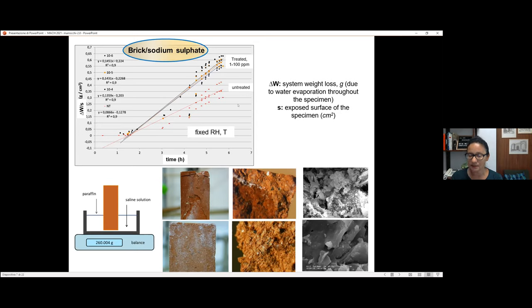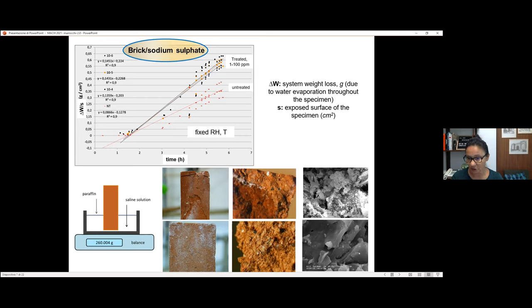You can see here the first part of this plot, with the untreated material here and the treated material here. You can see the very low concentration; it goes from 1 to 100 ppm at the maximum. The presence of phosphocitrate improved the flux of the saline solution through the porous material. That is, the inhibitor helps the crystallization to occur on the surface of the material and not within the pore.